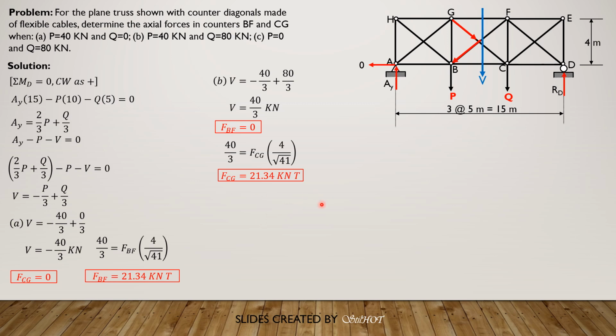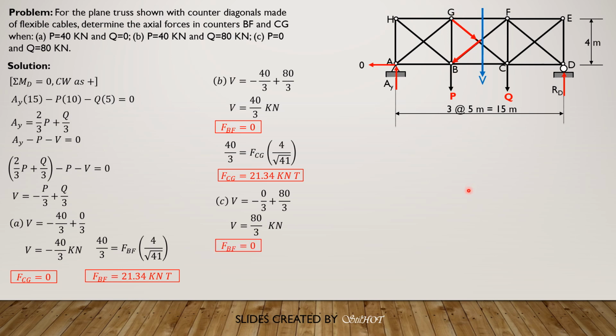And let's proceed to letter C, where P is 0 and Q is 80. So shear is negative 0 over 3 plus 80 over 3. So shear is 80 over 3 kilonewtons. And again, the shear is correct, direction downward. Therefore, still FBF is in compression, so it is 0, and FCG is in tension.